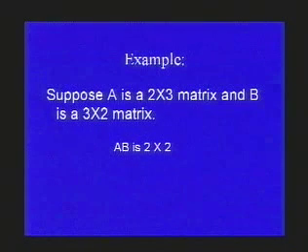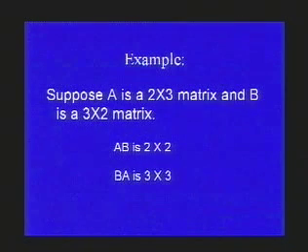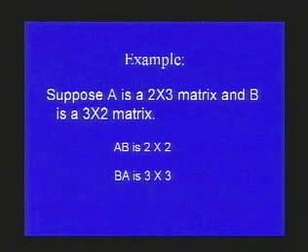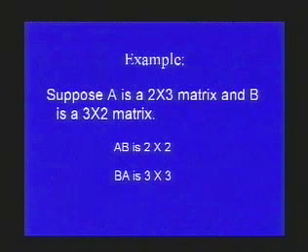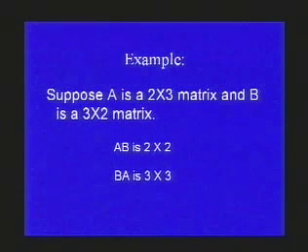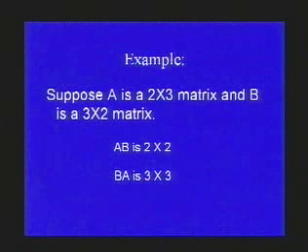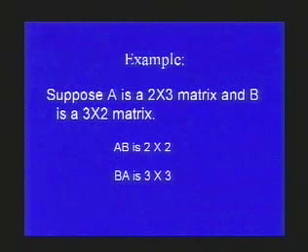Could I multiply B times A? Yes, I could multiply B times A. In that case, B would be first, it would be a 3 by 2, and then A, which is a 2 by 3. The outer two dimensions there are 3 and 3, so BA is a 3 by 3 matrix.